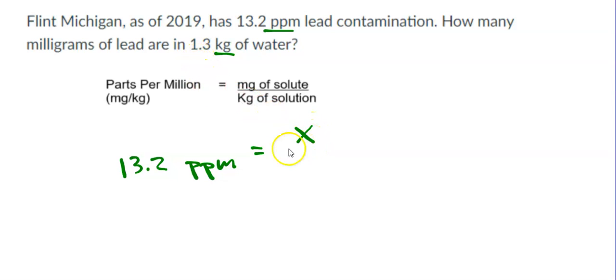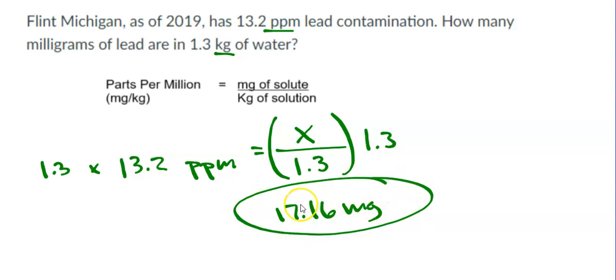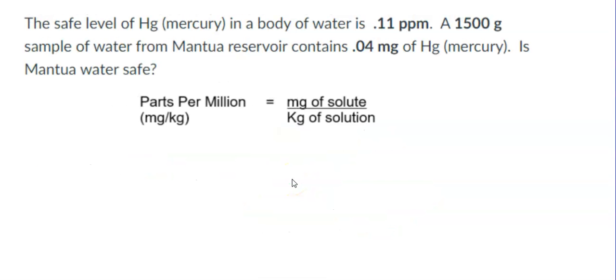So I don't know the milligrams, so I call that X, and I'm going to put it over 1.3. So now, just algebra, we multiply both sides by 1.3 to get our answer. So 1.3 times 13.2, and I end up with 17.16 milligrams. So that's just algebra, 3 variables. I give you 2 of the 3. You just do math. Okay, let's look at the next one. Pause this, read through it, and see if you can figure it out.